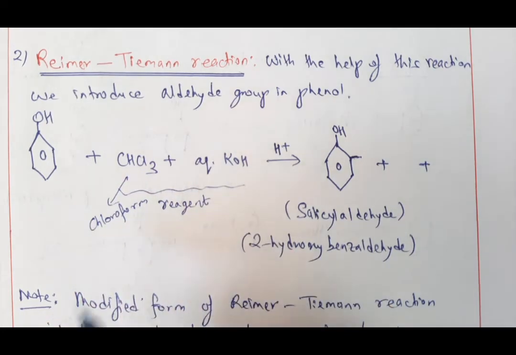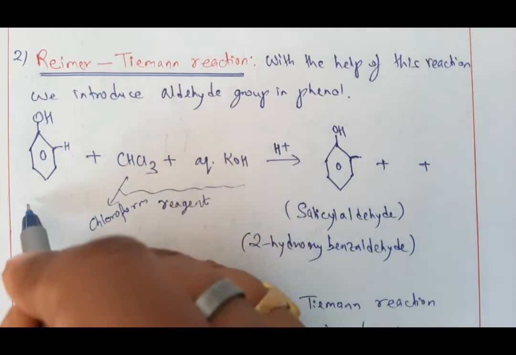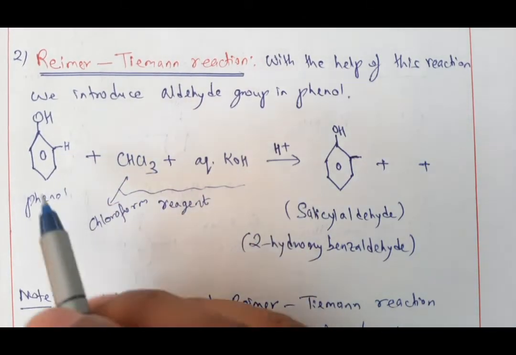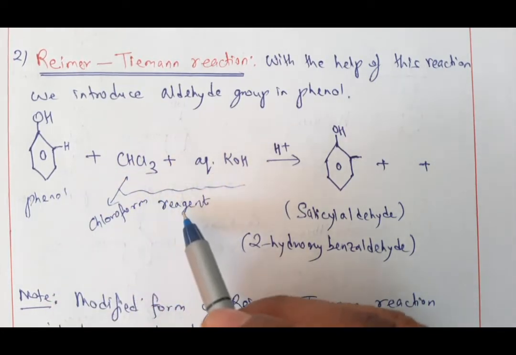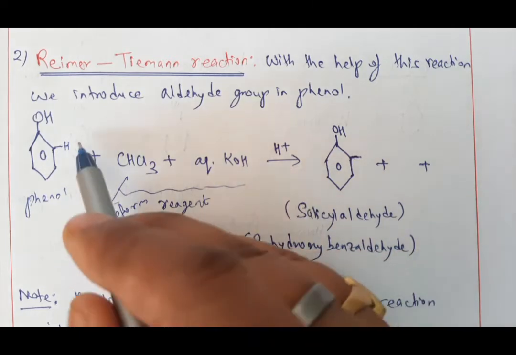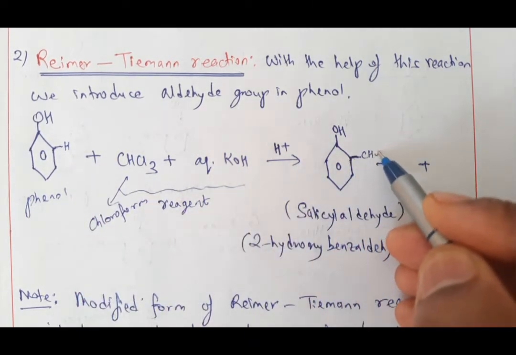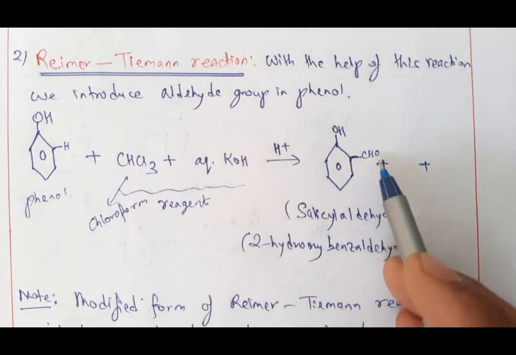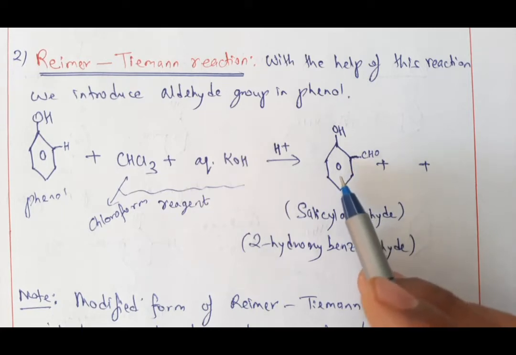Now in this phenol, in this corner there is H, you can take it out. Now when you react phenol with chloroform and aqueous KOH, which is the reagent of Reimer-Tiemann, in acidic medium, in this place H will get removed and an aldehyde group will get introduced. Now you can see the aldehyde group has been introduced in phenol. Therefore, this is the Reimer-Tiemann reaction.